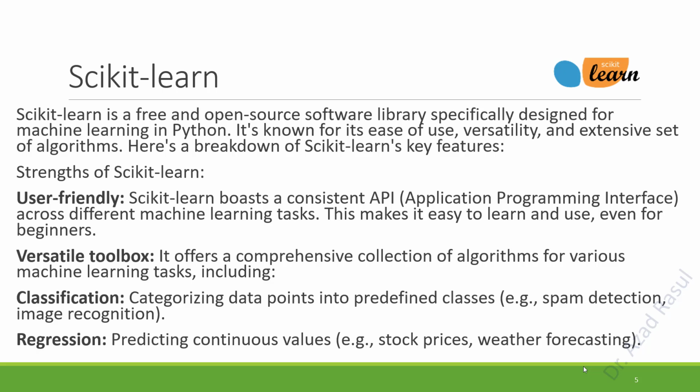Now let's talk about Scikit-learn, a powerful tool for implementing machine learning algorithms. Scikit-learn is a free and open source software library specifically designed for machine learning in Python. It's known for its ease of use, versatility, and extensive set of algorithms. Here's a breakdown of Scikit-learn's key features.